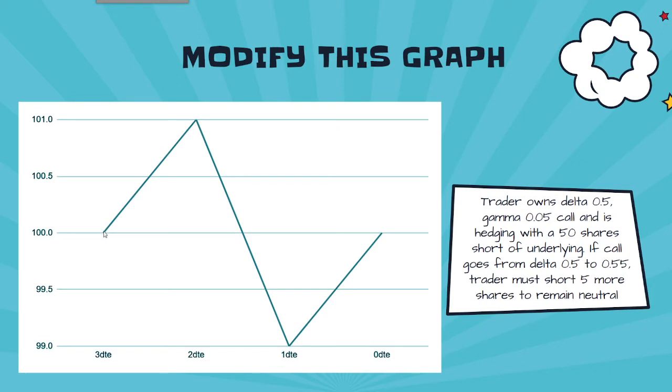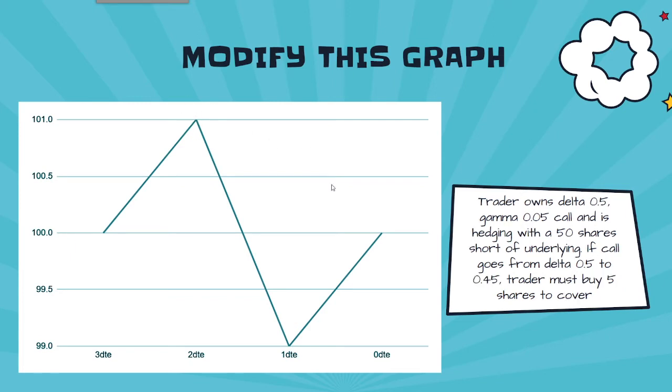Okay, so we're at strike 100. If your call option goes up, or the underlying goes up to 101, now your delta is 0.55 based on your gamma. And so now, to remain neutral, you have to short 5 more shares.